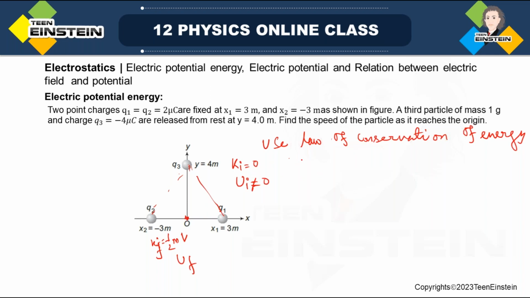So with this, if we try to solve this, first of all, 1 by 4 pi epsilon naught r, this I am taking common. So the initial potential energy I am going to write.